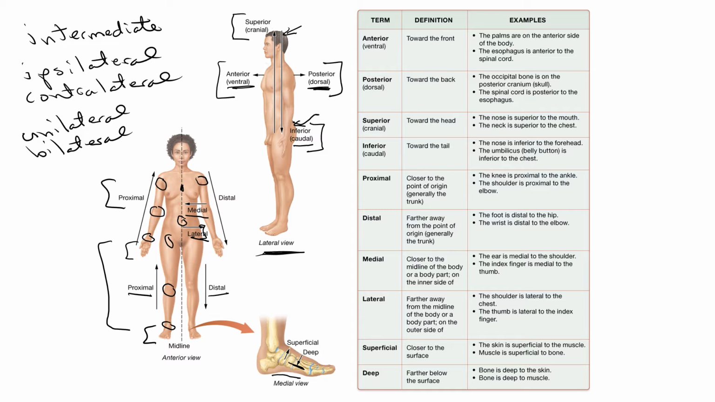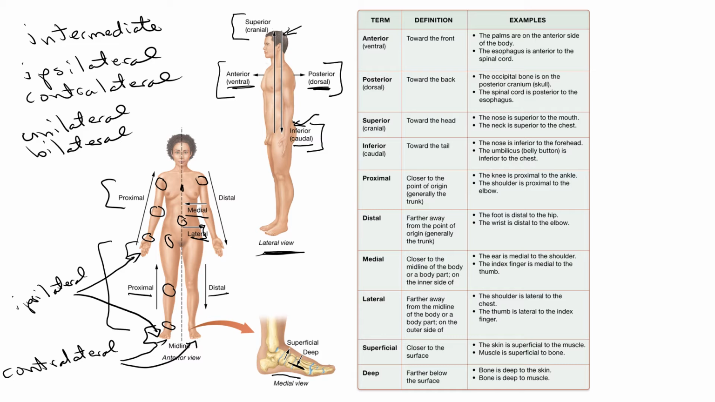Okay. Ipsilateral and contralateral mean things that are on the same side. So say your right hand and your right foot are ipsilateral. Contralateral means things that are on the opposite sides. So the right foot and left foot are contralateral. And that goes for the right hand and left hand, right eye, left eye. Those are both contralateral. The eyes are also bilateral, and the hands are bilateral, and the feet are bilateral.